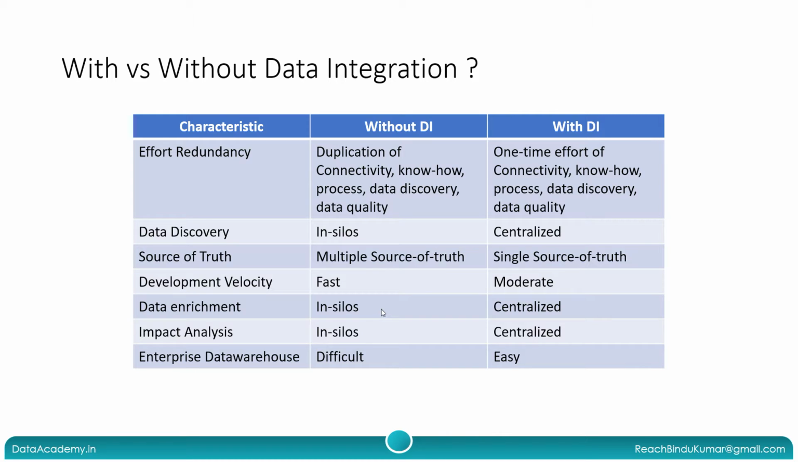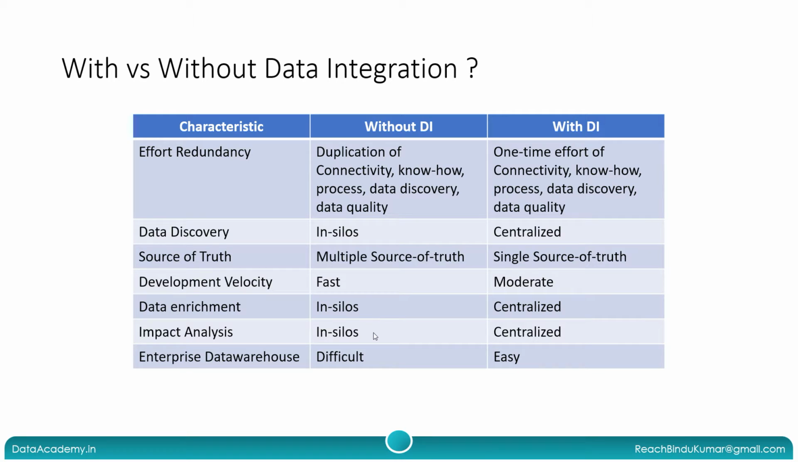Next is data enrichment. Data enrichment refers to the process where you have some raw data, and then you add derived attributes or additional data to the existing data, right? So without data integration, it is often done in silos. Each application will enrich the data in its own terms, but this enriched data is then not shared with other systems. But with data integration, it is centralized. So any data enrichment that you do is then available to all your consumers.